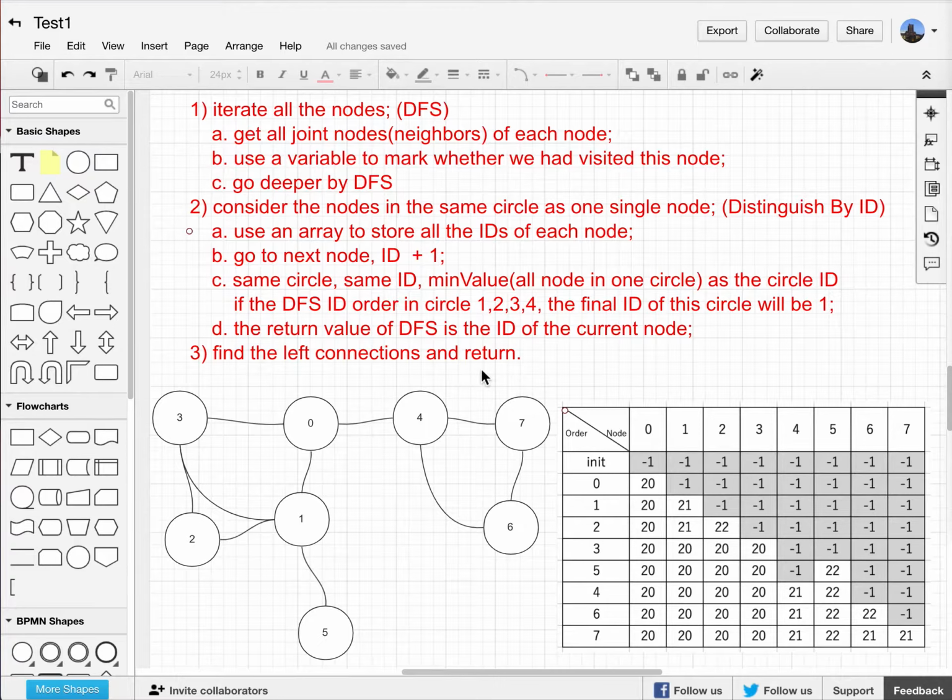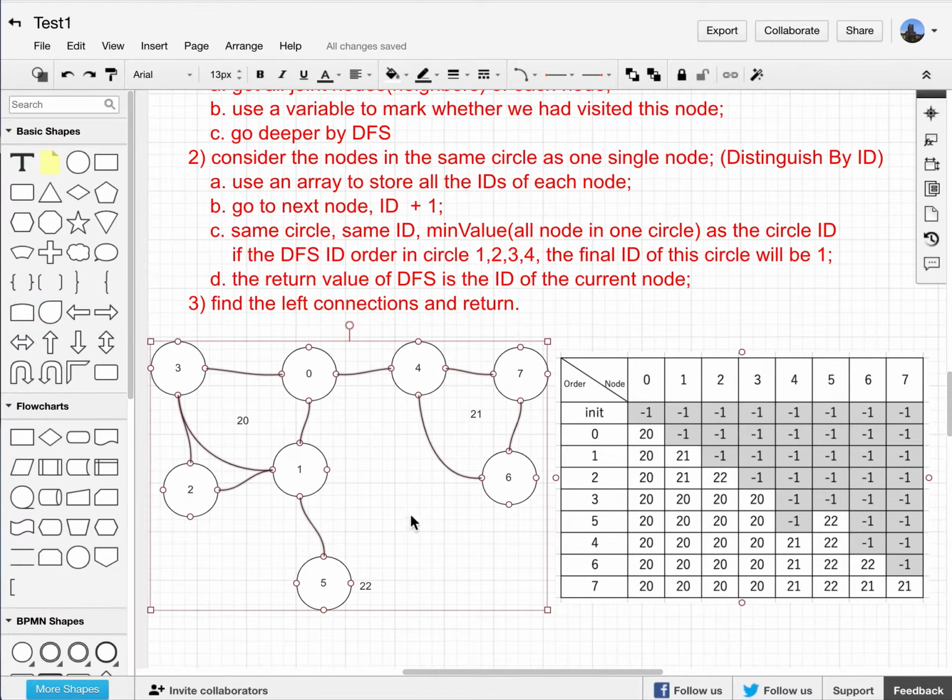The ID will be the minimum value of this circle. For example, if the DFS ID order in a circle is 1, 2, 3, 4, the final ID of this circle, or we can say the final ID of all the nodes in this same circle, will be 1, because 1 is the minimum value of all the nodes. And last, we just get the left connections. That will be the final answer we want.